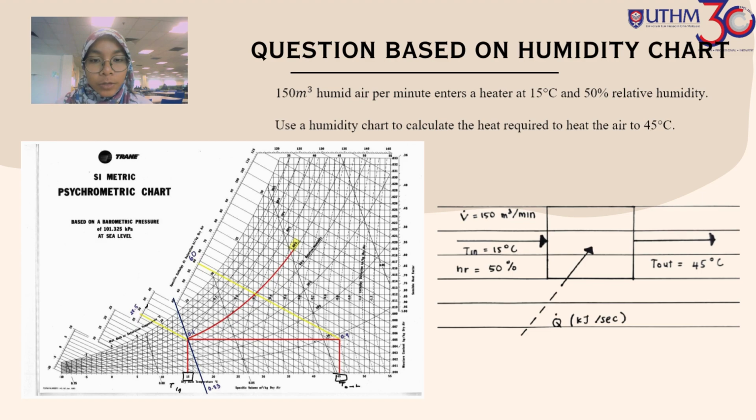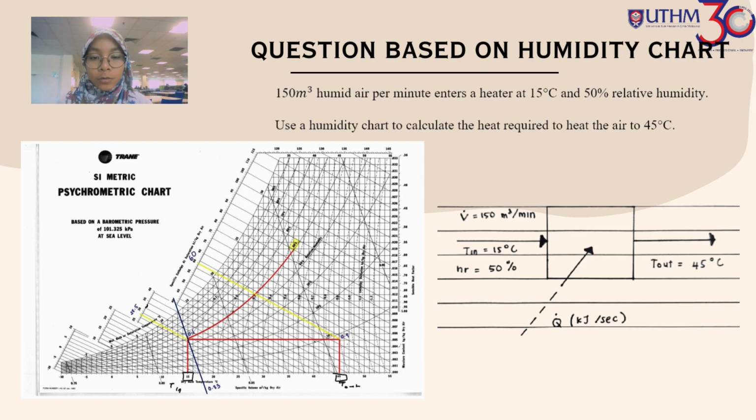So this is our question based on the humidity chart. 150 meter cube humid air per minute enters the heater at 15 degrees Celsius and 15% relative humidity. Use a humidity chart to calculate the heat required to heat the air to 45 degrees Celsius. So based on our question, our temperature in is 50 degrees Celsius and our temperature out is 45 degrees Celsius, and also our relative humidity is 50%.